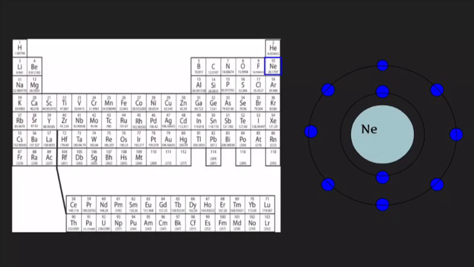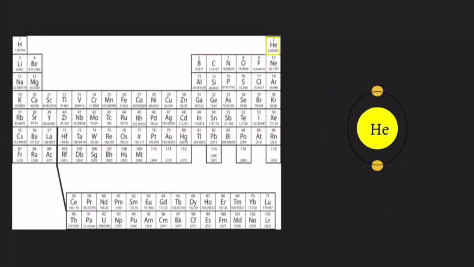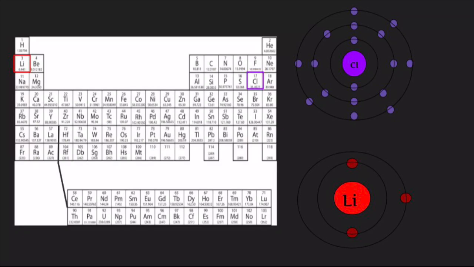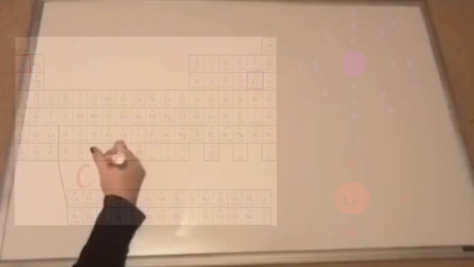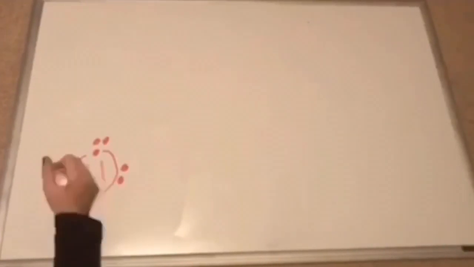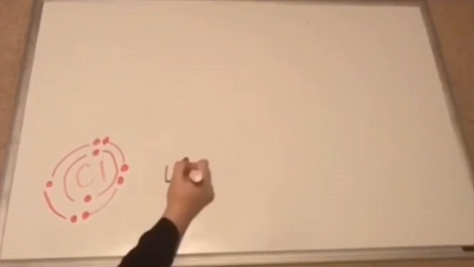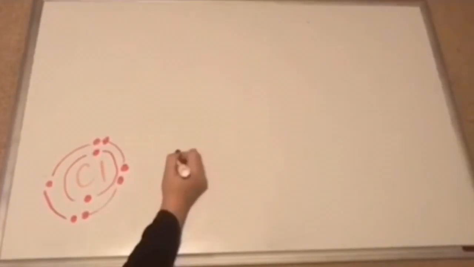Neon and helium both have a full set of valence electrons due to the fact that they are noble gases. This means that they will not be doing any bonding. Let's say we have two atoms, one lithium and one chlorine. As you can see, lithium has 1 valence electron and chlorine has 7. When trying to get a full outer shell, lithium is going to try to get rid of that valence electron and chlorine is going to want to gain one. So what will happen is the lithium atom will give up one of its electrons so chlorine will take it. Now both atoms are as stable as they can be.